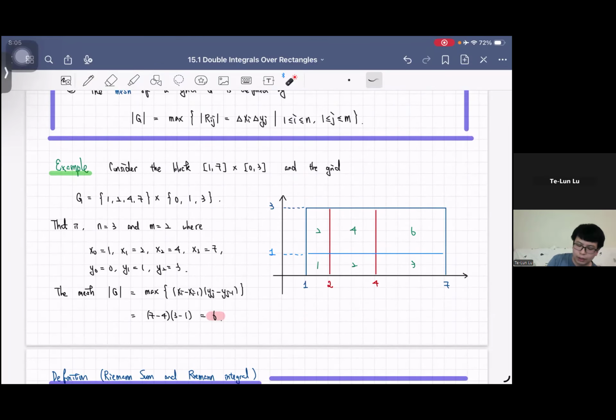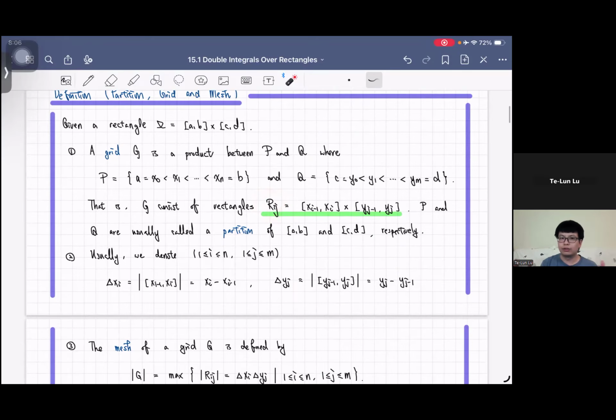For example, if I partition this [1,7] times [0,3] into this grid, 1, 2, 4, 7 and 0, 1, 3, then we chop the rectangle vertically at 1, 2, 4, 7, and horizontally at 0, 1, and 3. And you get this many little rectangles, right? For example, in this case, this is called R11, and so on and so forth. So basically, these R_ij are rectangles that are the components of this large rectangle. And the idea of integration is to make these small rectangles finer and finer to approximate the actual volume under a surface.